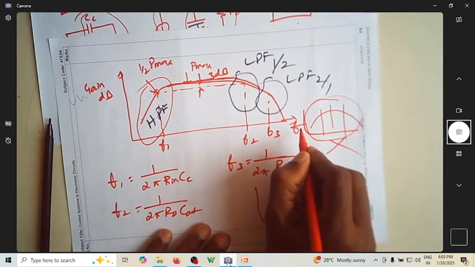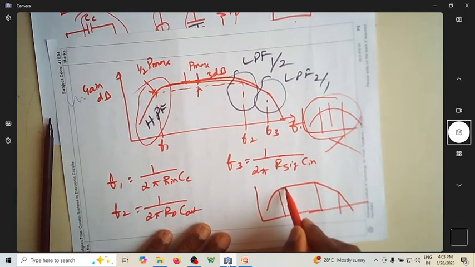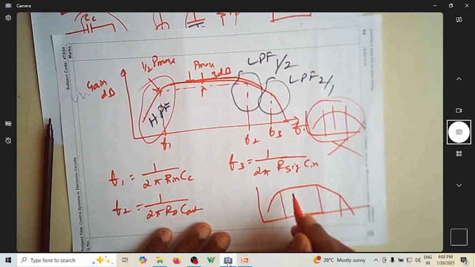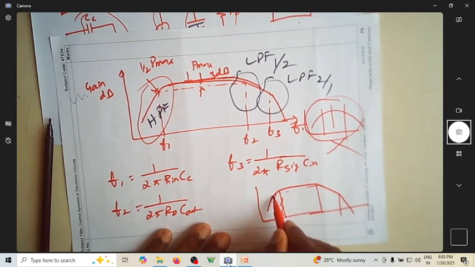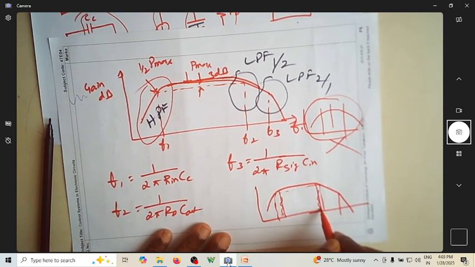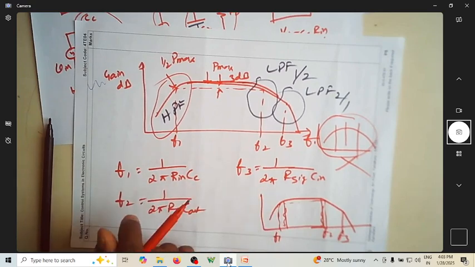On the x-axis it is frequency, and on the y-axis it is gain in dBs. You have to write a flat curve at midband, and it should correspond to a 3 dB point. So just write it 3 dB down here, and one more 3 dB down. So this is F1, this is F2, this is F3. This is the frequency response.